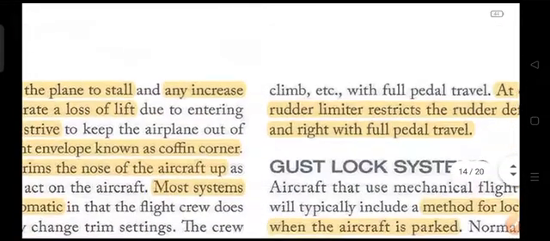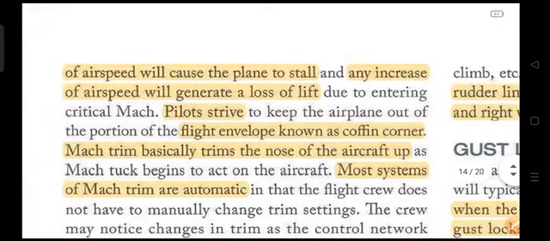So any reduction of airspeed will cause the plane to stall. Equally, any increase in the airspeed will generate a loss of lift. So you can go in neither direction: you can neither increase the speed nor decrease the speed. So the pilot will struggle in this type of situation. They will face a lot of problems when they enter this flight envelope, which is known as coffin corner.